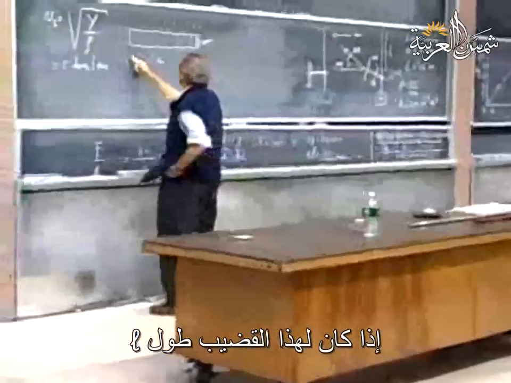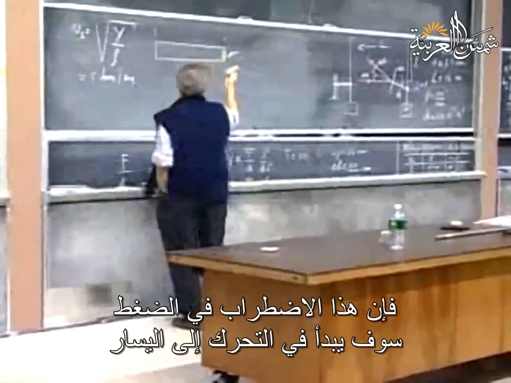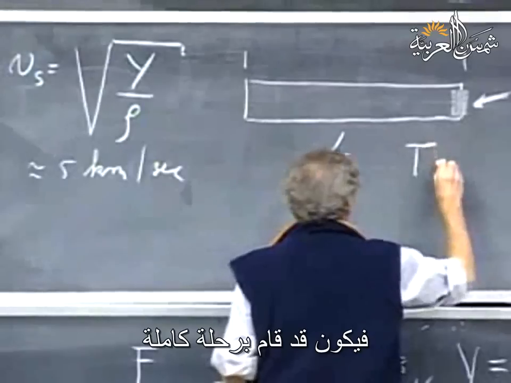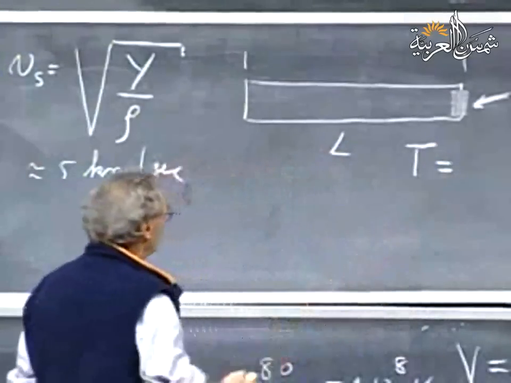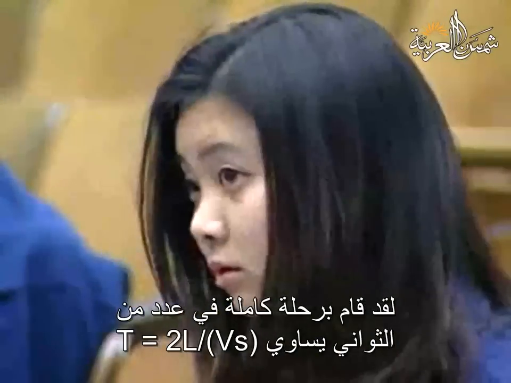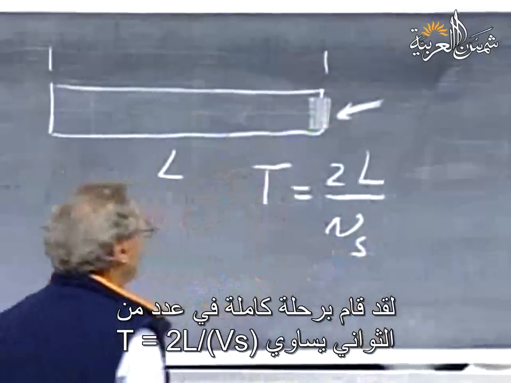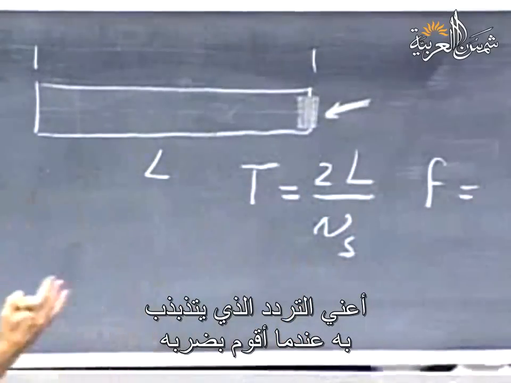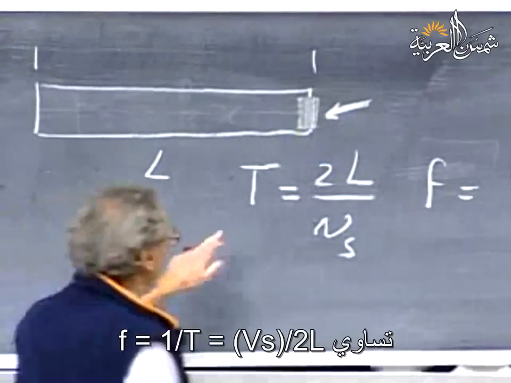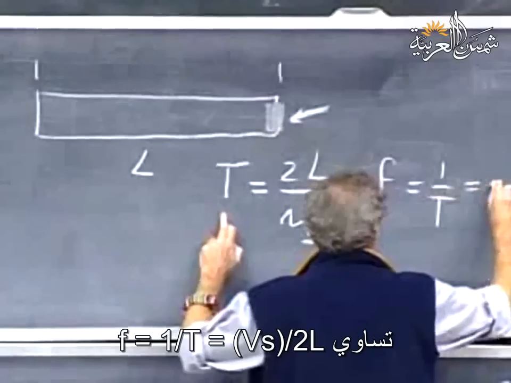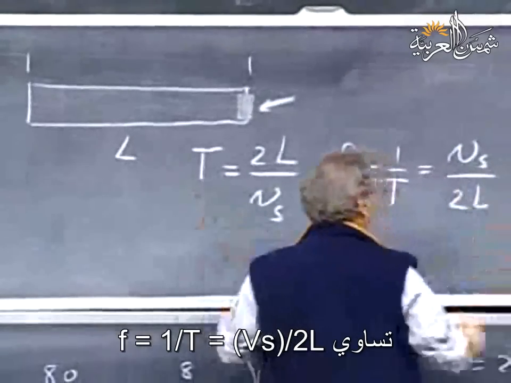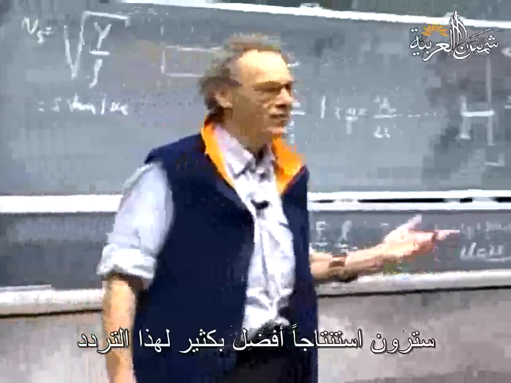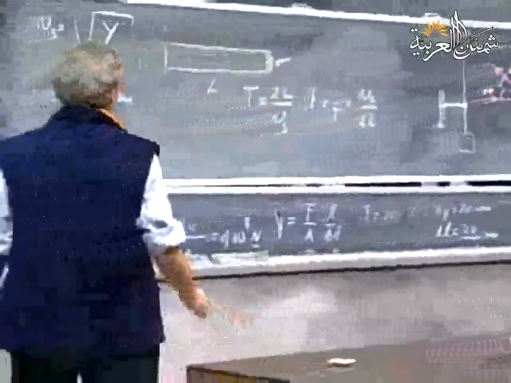If this bar has a length L, this pressure disturbance will start to move to the left, and then it will come back here. So it will have made a complete journey, which I call the period. It has made a complete journey in so many seconds, 2L divided by the speed of sound. And so the frequency at which the bar would like to oscillate when I give it a bang is 1 over T, and that is the speed of sound divided by 2L. Now, for those of you who will take 803 in the future, you will see a much better derivation of this frequency. So this is a poor man's version.